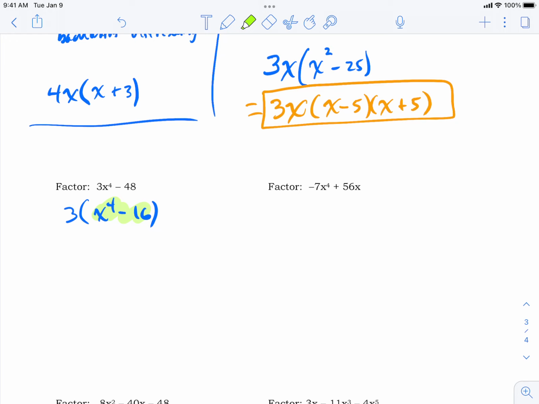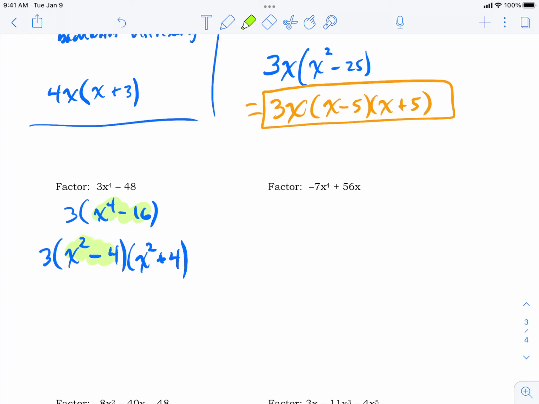Can I factor that any further? And the answer is actually, yeah, they're both squares. Those are both square rootable, you might say. They're both perfect squares. So what times itself is x to the 4th? x squared times itself is x to the 4th. What times itself is 16? That's a 4. So you can do that as an x squared minus 4 and an x squared plus 4. Pretty cool, right? So you kind of keep factoring.